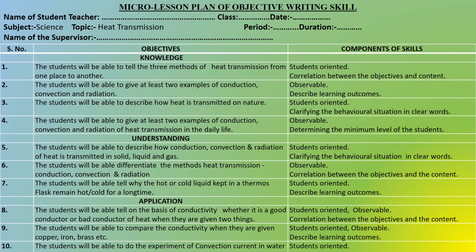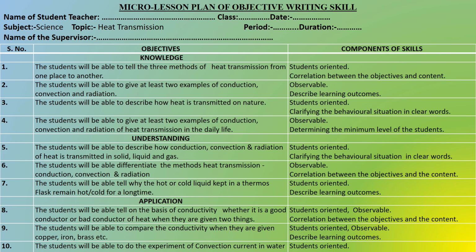The second point which I have taken is that the student will be able to give at least 2 examples of conduction, convection, and radiation. The components over here are observable and describing learning outcomes. The next point is that the student will be able to describe how heat is transmitted in nature. The components over here are student oriented and clarifying the behavioral situation in clear words.